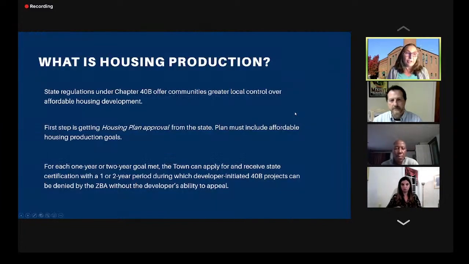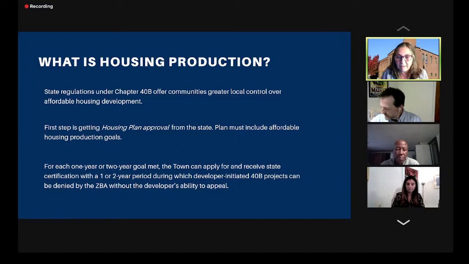What is housing production? State regulations under Chapter 40B offer communities greater local control over affordable housing development. The first step is getting housing plan approval from the state. The plan must include affordable housing production goals. For each 1 year or 2 year goal met, the town can apply for and receive state certification with a 1 or 2 year period during which developer-initiated 40B projects can be denied by the ZBA without the developer's ability to appeal.